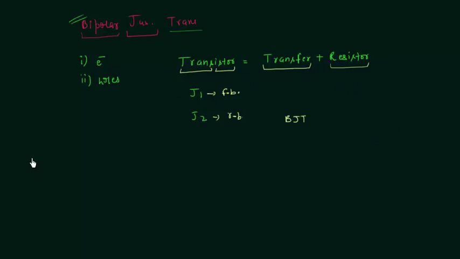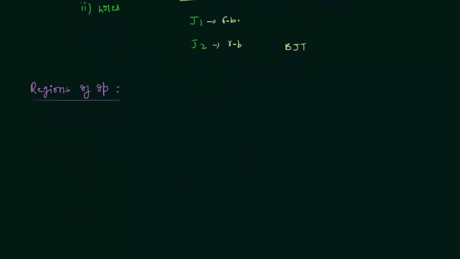The last topic in this lecture is regions of operation. As we have two junctions, we have four possible ways of biasing the transistor. In case of diodes, only two types of biasing was there, forward biasing and reverse biasing, because of one junction. But in case of transistor, we have two junctions, and thus we have four possible ways to bias the transistor. I will quickly make the table.